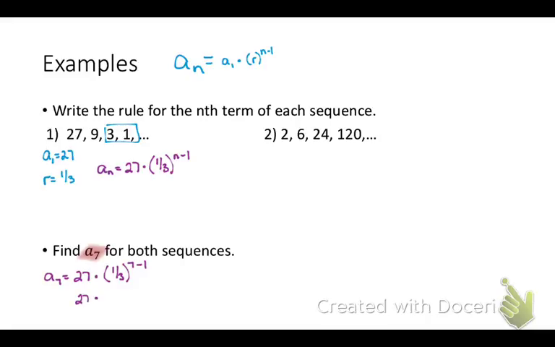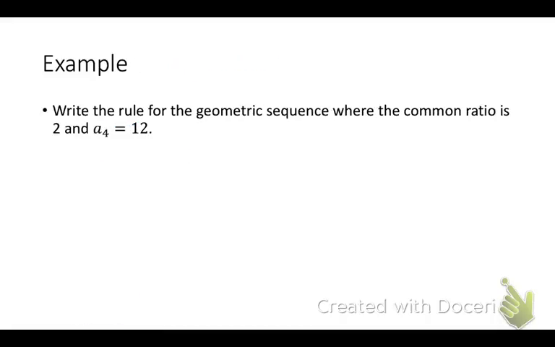So 27 times 1/3 to the 6th power. So 1/3 to the 6th power is 1 over 729. So I'm going to have 27 times 1 over 729 and end up with an answer of 1/27. Put it as a fraction. Don't put it as a decimal, because that's going to be a really jacked up decimal, and then we don't have to worry about where do we round to, how many places do we need to round to, and things of that nature.